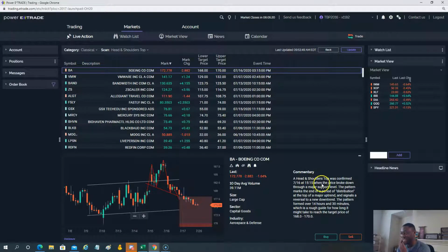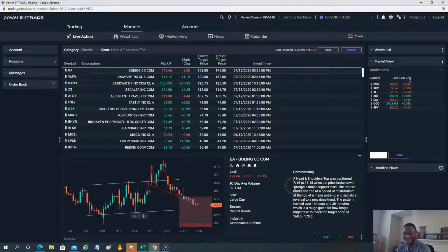A head and shoulder top was confirmed on 7/16 when the price broke down through a major support level. The pattern marks the end of a period of distribution at the top of a major uptrend and signals a reversal to a new downtrend. The pattern formed over 14 hours and 30 minutes, which is a rough guide for how long it might take to reach the target price of 168, 170. So currently, what's the price on here? 172. So it will be good to see if this thing reaches its target.